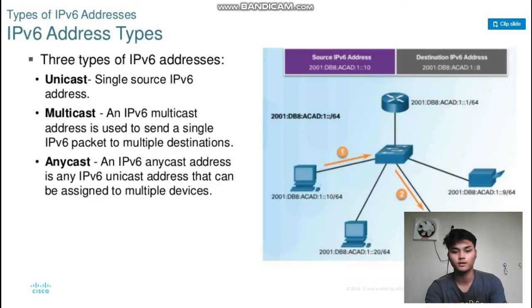So again, unicast. Here's the unicast of IPv6: a single source IPv6 address. And then multicast: an IPv6 multicast address is used to send a single IPv6 packet to multiple destinations. Anycast: an IPv6 anycast address is any IPv6 unicast address that can be assigned to multiple devices.